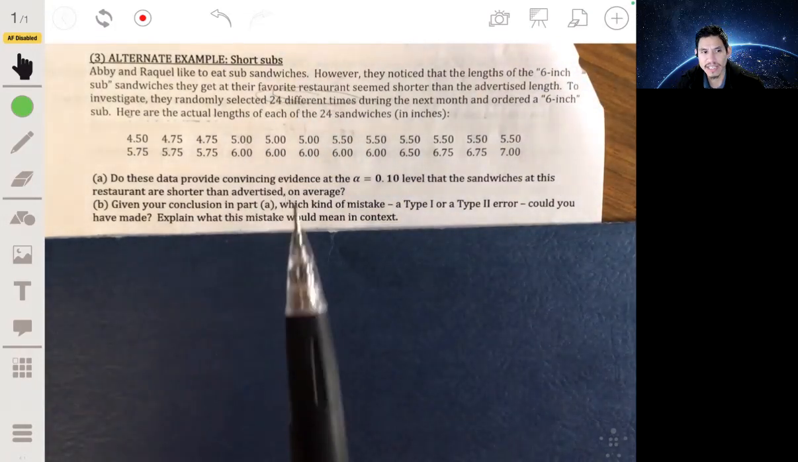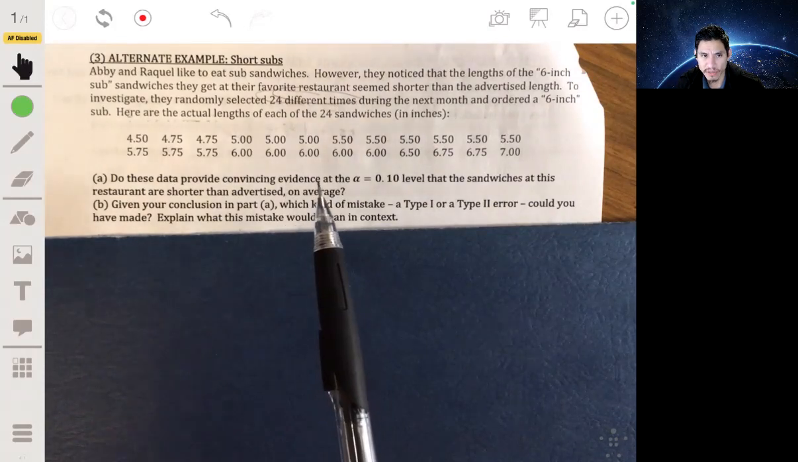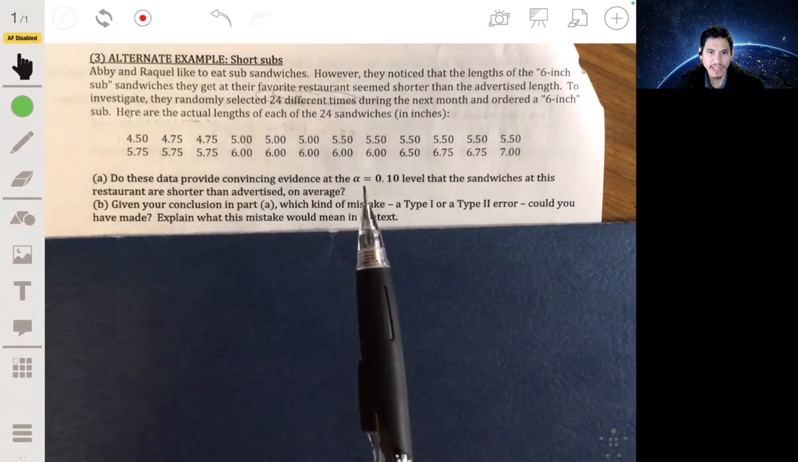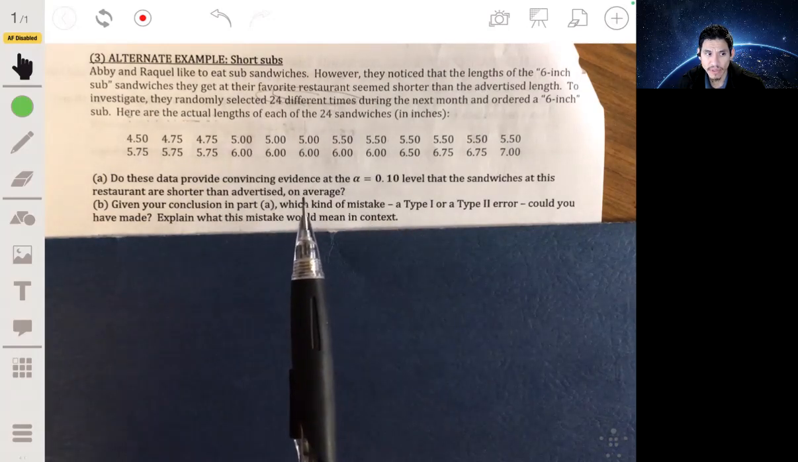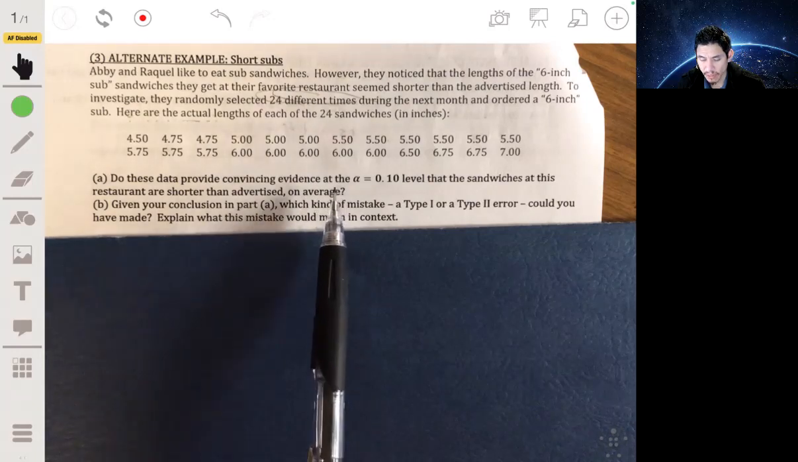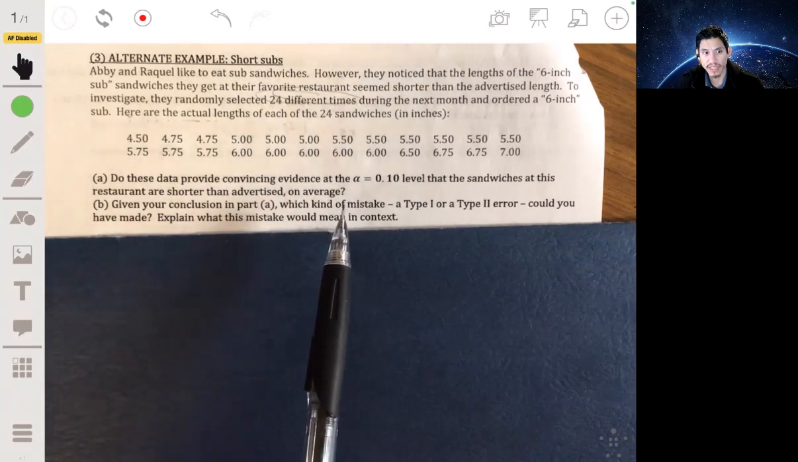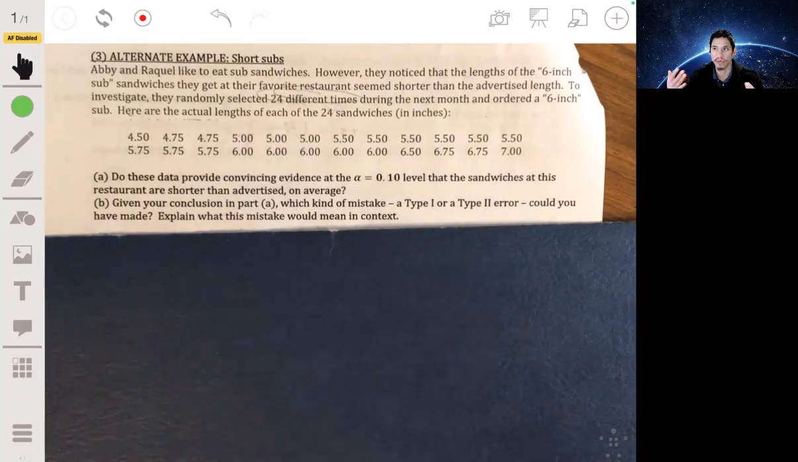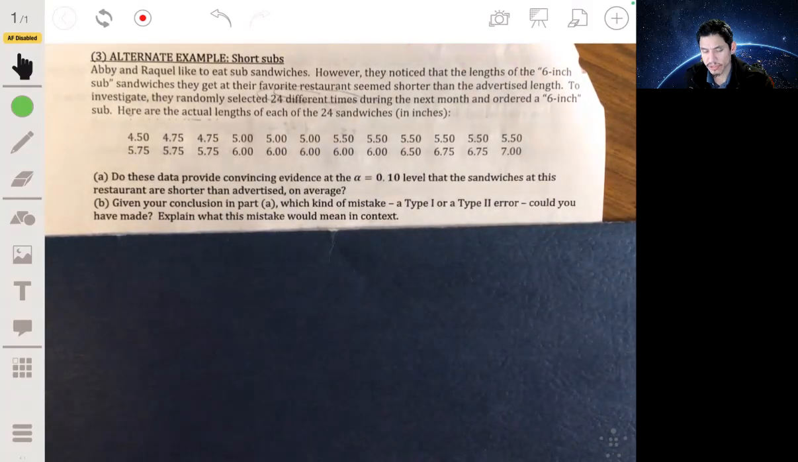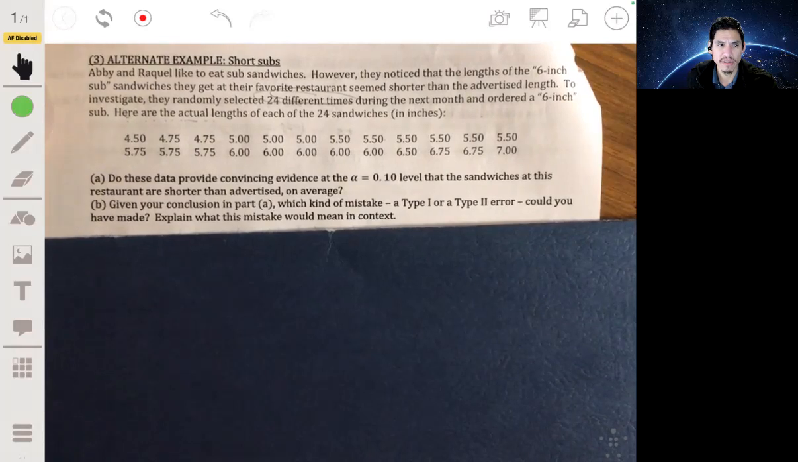So the question is: is this data convincing enough, at the alpha equals 0.1 significance level, that the sandwiches at this restaurant are shorter than advertised on average? And after we come up with the conclusion, we're going to talk about what type of mistake we could have made, a type 1 or type 2 error, and what the possible ramifications could be from that error. As usual, we're going to use our 4-step process, state, plan, do, conclude, to answer this question.